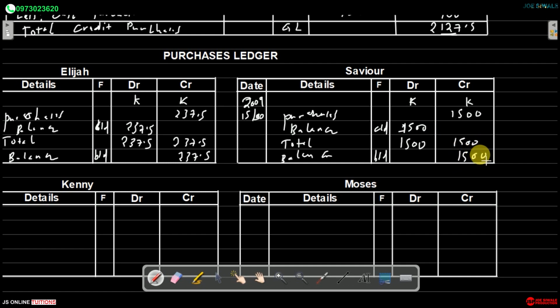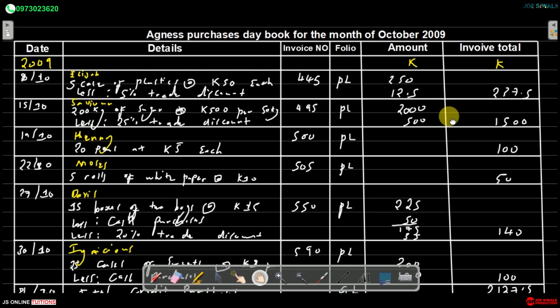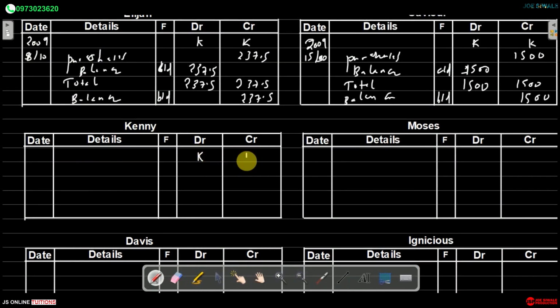Let us look at the next transaction. So the next transaction occurred on the 19th of October, and the supplier is Kenny. Since that is the only transaction for Kenny, that means that we only have one transaction for Kenny, and the amount there is 100 kwacha. So let us record that. So put our kwacha there.